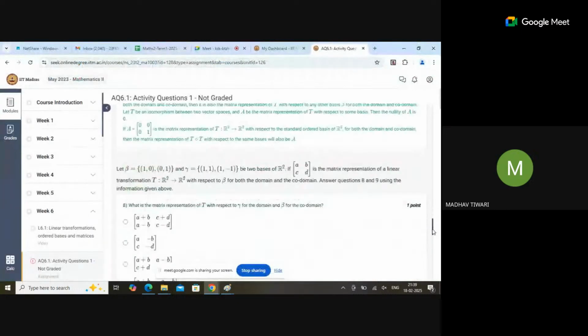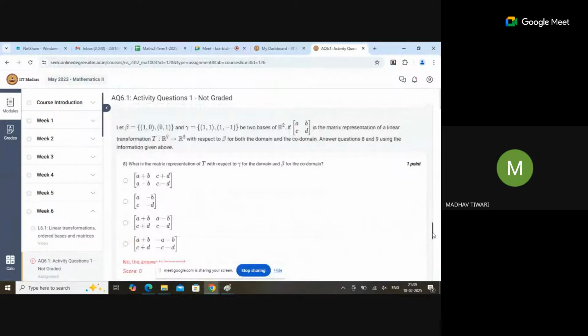Let's move to the next question. Two questions are remaining, two or three, I think. Beta is given and gamma is given, two bases for R2. If ABCD is the matrix representation of the linear transformation with respect to beta for both domain and codomain, what is the matrix representation of T with respect to gamma for the domain and beta for the codomain? So let's see. Gamma we have to use with respect to the domain.